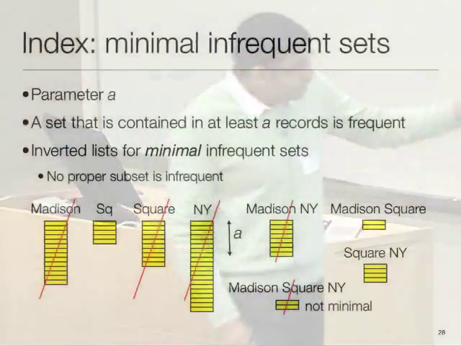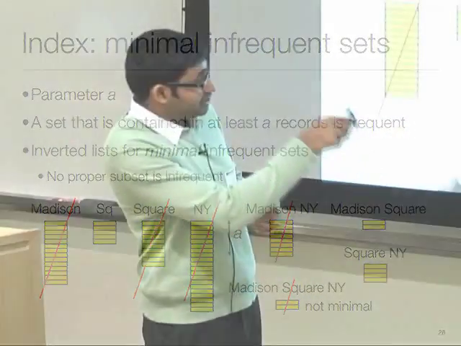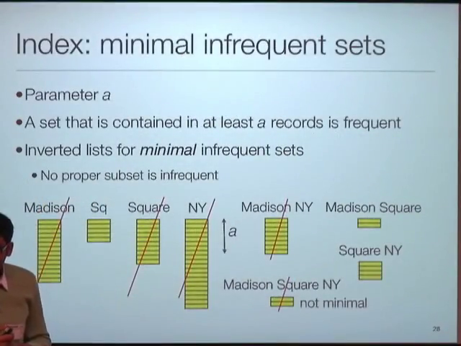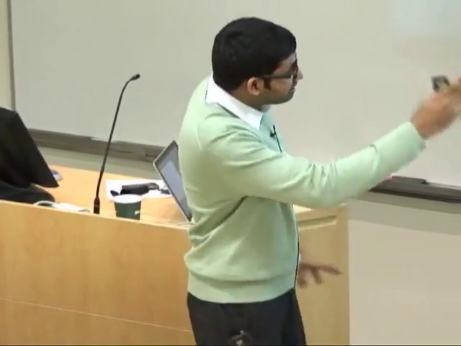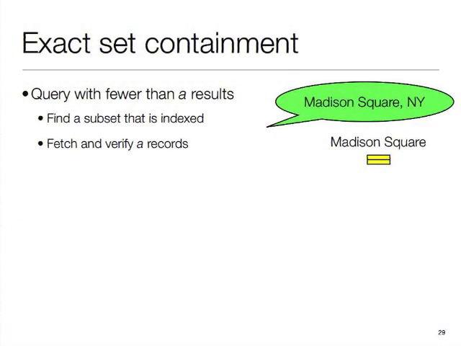In addition, we'll only index lists which are minimal among these infrequent lists. So for instance, we'll not index the list for Madison Square NY because there is already an index list which is Square NY, which is small enough and it contains all the results in Madison Square NY. So we'll index minimal infrequent sets or minimal infrequent queries for a threshold A. Notice that we only index like 3 of these lists in this index, for example. Now how is this index useful? Think of first only queries which have fewer than A results.